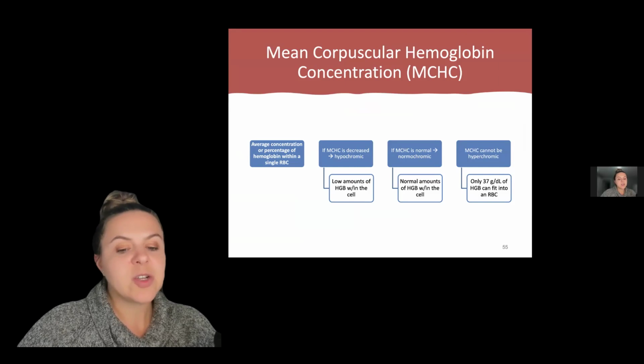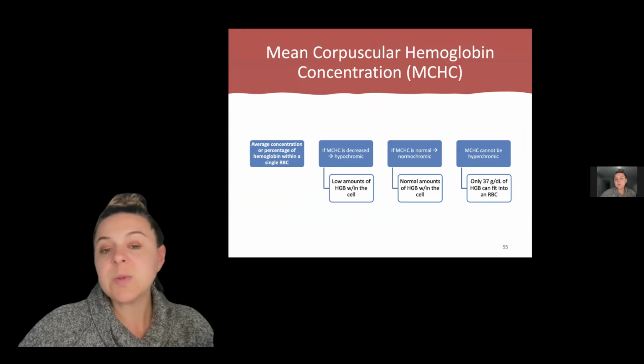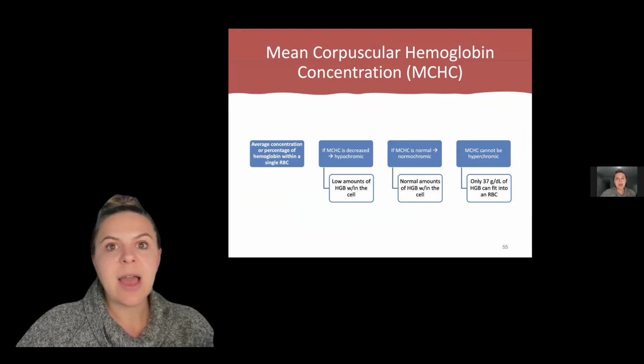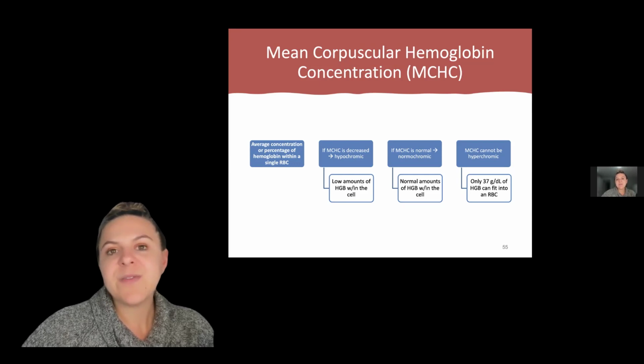MCHC reflects the average concentration of hemoglobin within a single red blood cell. If it's low, we call cells hypochromic because they look pale on a peripheral smear due to less hemoglobin. This is seen in iron deficiency and thalassemia. If MCHC is normal, we call those cells normochromic. This is common in anemia of chronic disease. And it's interesting because MCHC cannot be hyperchromic, because there's a physical limit to how much hemoglobin can fit inside a red blood cell, which is about 37 grams per deciliter.